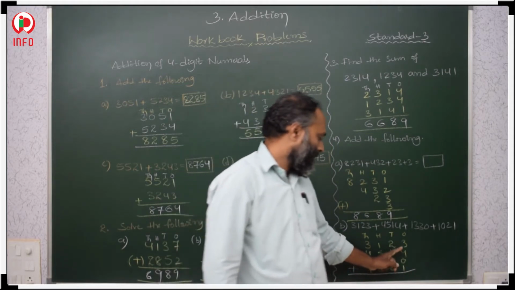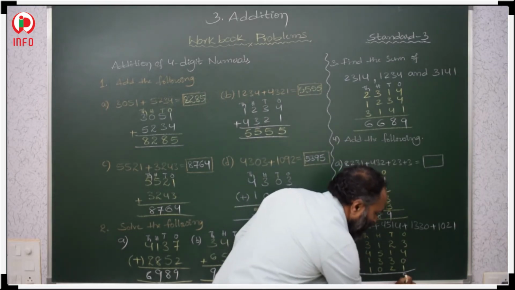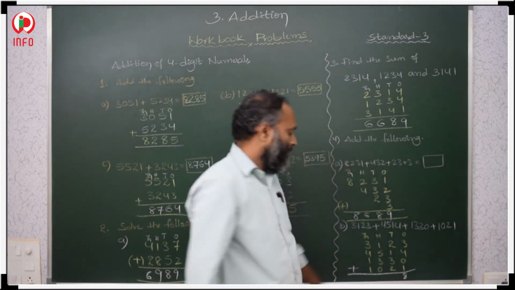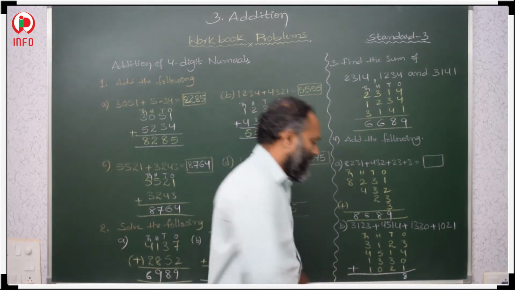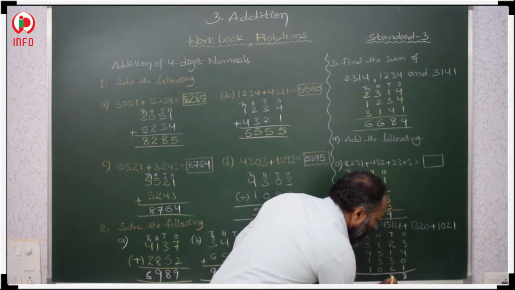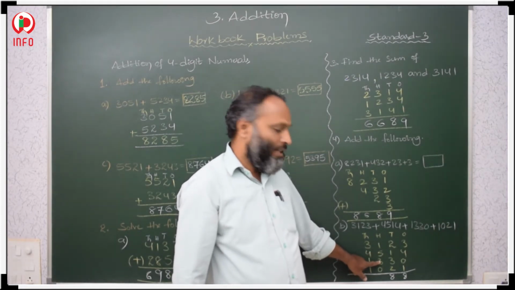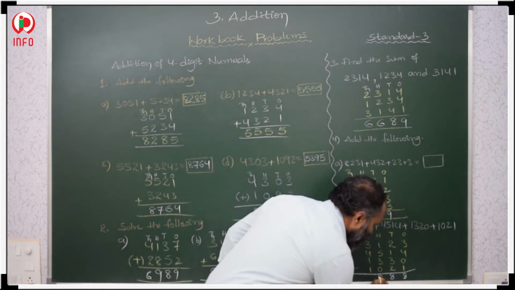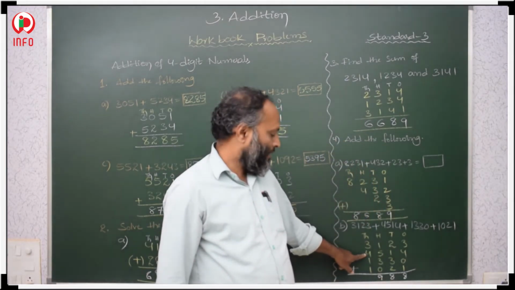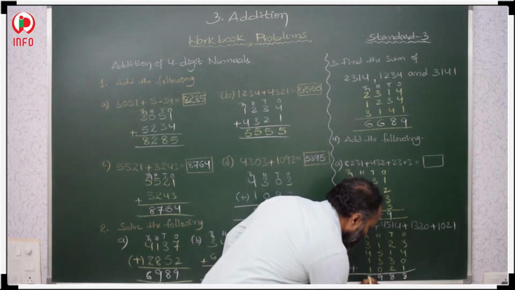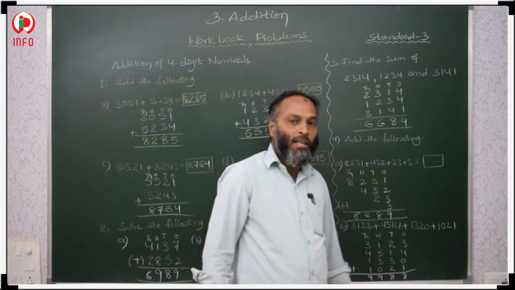Then ones place first. 3 plus 4, 7. 7 plus 1, 8. The answer is 8. 2 plus 1, 3. 3 plus 3, 6. 6 plus 2, 7, 8. 8. And 1 plus 5, 6. 7, 8, 9. Here 9. 3 plus 4, 7. 7, 8, 9. 9,988.